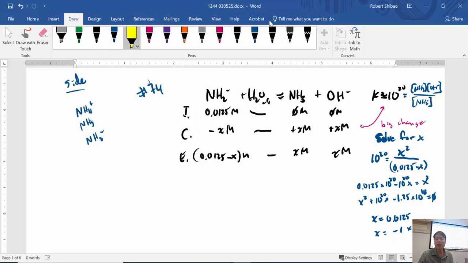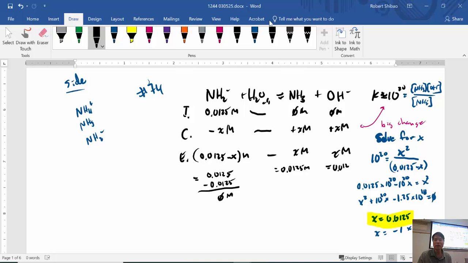So we know that we have to choose this x value here. All right, and then we're going to plug that back into our equation here. And so our amide concentration at equilibrium is going to be 0.0125 minus 0.0125, which gives us an equilibrium concentration of amide of 0 molar. And then the ammonia concentration is going to be equal to 0.0125 molar. And our hydroxide ion concentration is equal to 0.0125 molar.